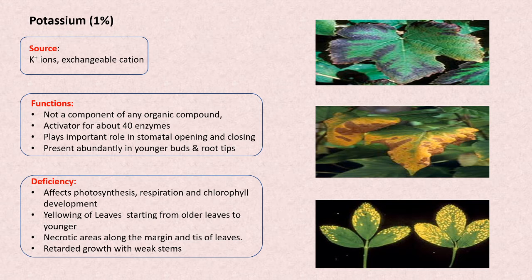Yellowing of leaves, starting from older leaves to the younger leaves, as they are mobile elements, and the necrotic areas along the margin and tips of the leaves. And retarded growth with weak stems is also observed. See, you can see here yellowing of leaves, starting from older leaves to the younger ones, and then the necrotic spots. See, these are necrotic spots. First they appear as yellow spots, then later on they dry up, and the leaves fall down prematurely. Okay, so these are the deficiency symptoms of potassium.